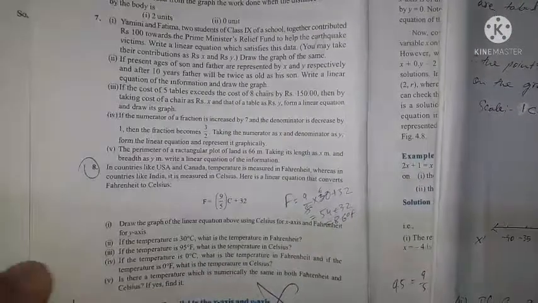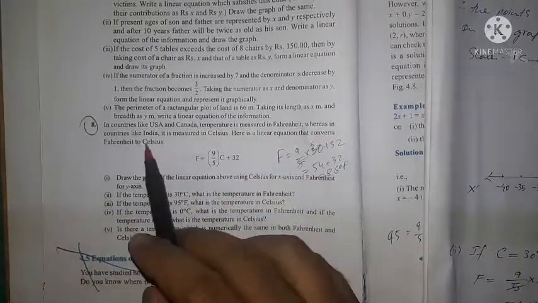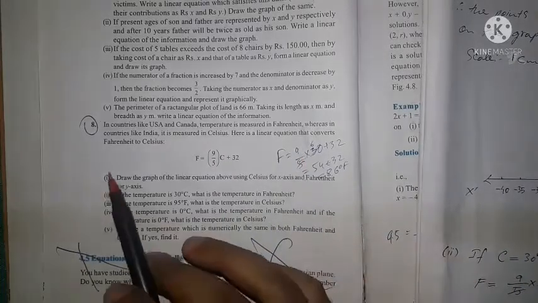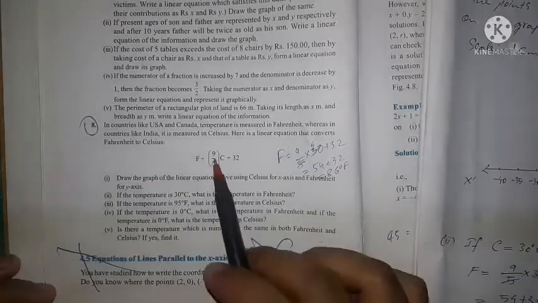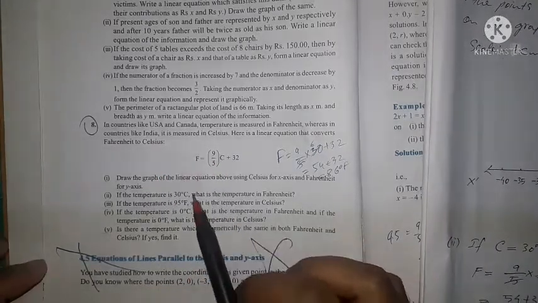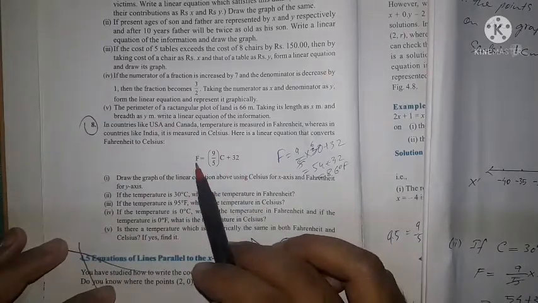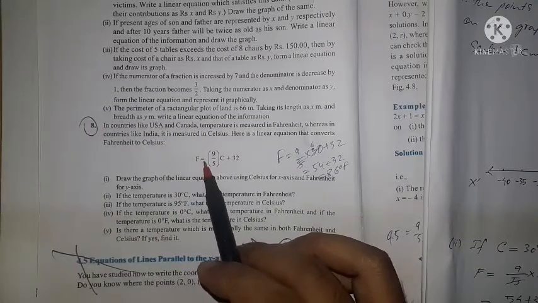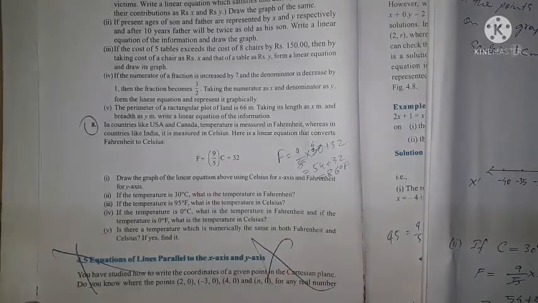Then question number 8. It is given that in countries like USA and Canada, temperature is measured in Fahrenheit, whereas in countries like India, it is measured in Celsius. So here is a linear equation that converts Fahrenheit to Celsius. This formula you have already obtained in the lower class, that is how to convert Celsius to Fahrenheit or Fahrenheit to Celsius. This F stands for Fahrenheit and C stands for Celsius. So F is equals to 9 by 5 into C plus 32. So this is the formula.